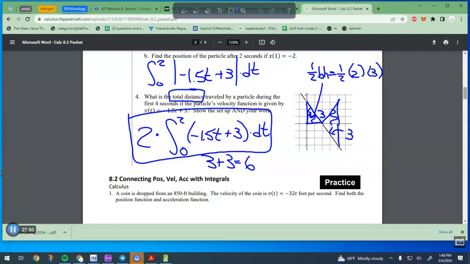Yeah, this one would be 4. Or I could have put it times 2 in the front, right? Either way. Yeah, thank you. Okay. That's all I got.